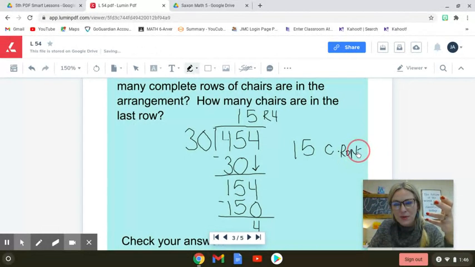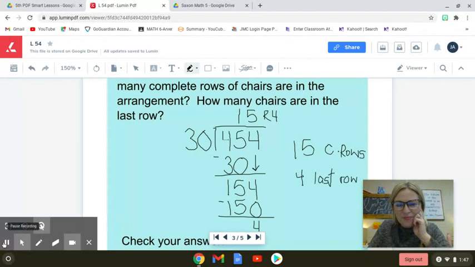Complete, yikes, I'm writing with the mouse. That looks bad, that's going to bug me. I'm sorry. Okay, so we have 15 complete rows of chairs with 4 chairs in the last row.